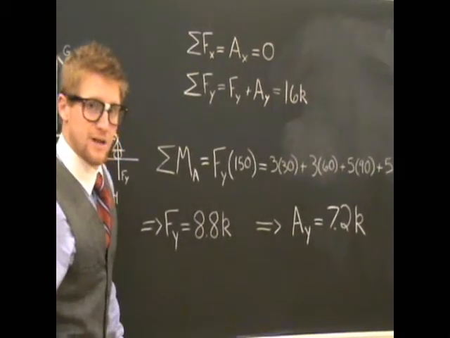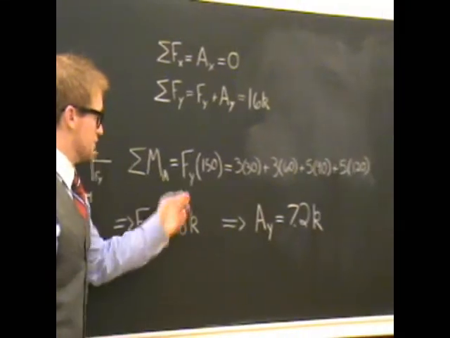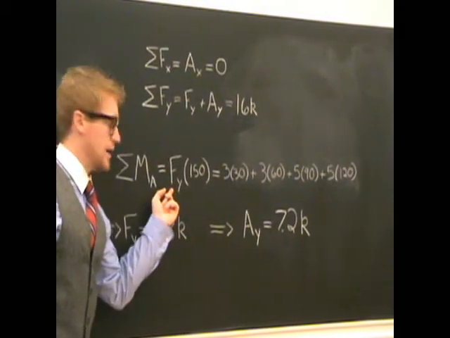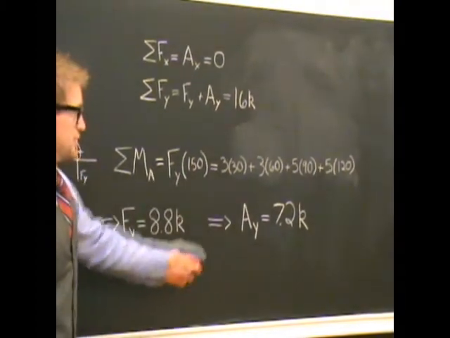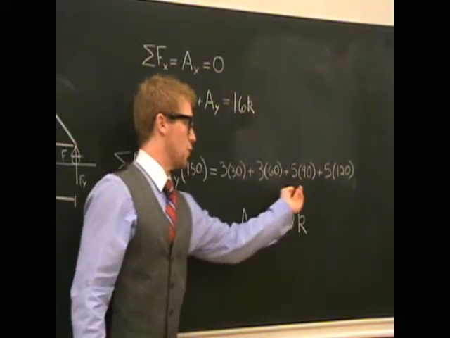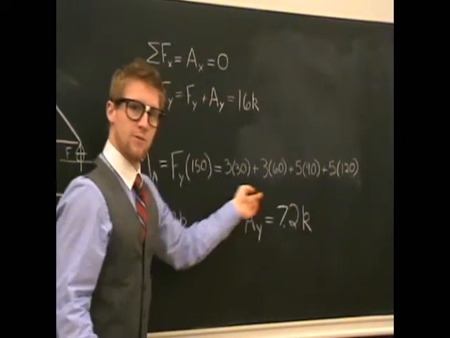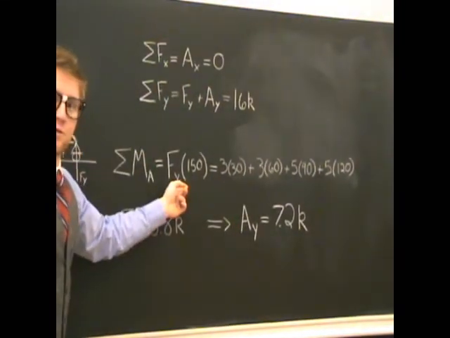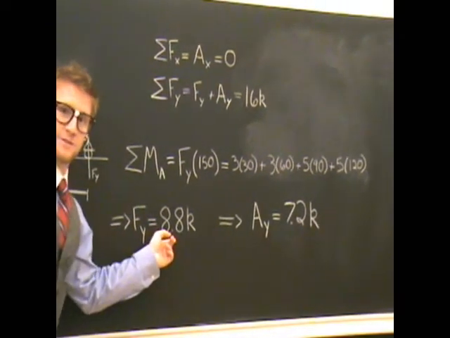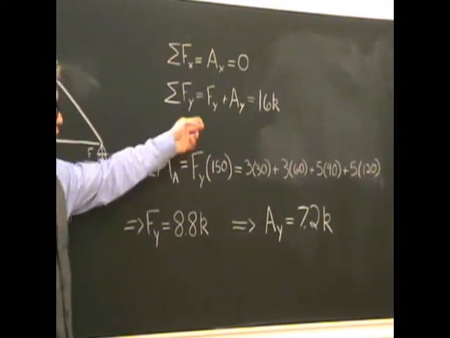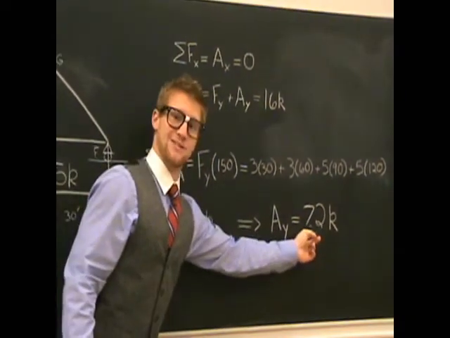The last step is to solve for the moments about support A. When you do this, you've got the upward force of Fy times its 150-foot moment arm. Set that equal to the downward forces of our 4 forces pulling on the bridge times each one of their moment arms. When we solve for the force in the y direction of support F, we get 8.8 kips. When you plug that back into our summation of the forces in the y direction, we get that AY equals 7.2 kips.